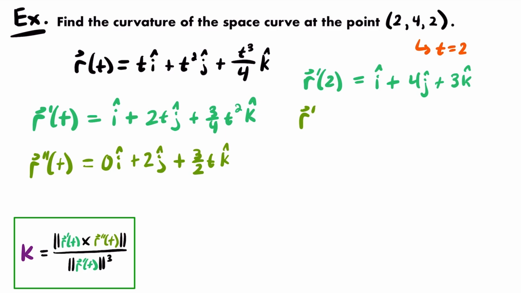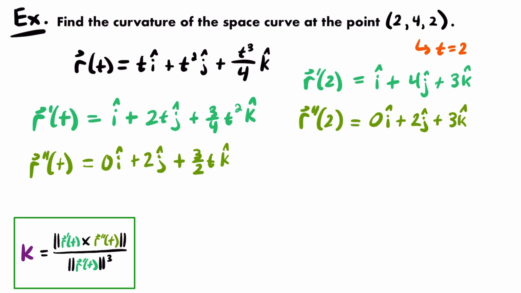Then for r double prime of 2, we want to plug 2 into the second derivative. The x component is still 0. That doesn't change. We have 0 times i. And the y component is a constant, so it's still 2. We have 2 times j. And then for the z component, we plug in and have 3 halves times 2, which just gives you 3. So we have 3k.